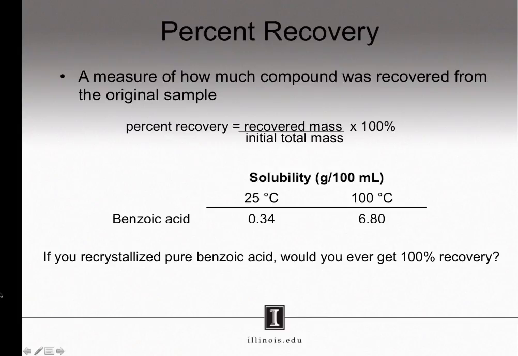Okay, let's talk this through. As you can see, at the cold temperature, benzoic acid has some solubility. It is not very much, but it is some. Therefore, some of the benzoic acid will remain in solution after the recrystallization. This means that no, it is not possible to ever get 100% recovery, because some of your compound will always be soluble in the solvent.